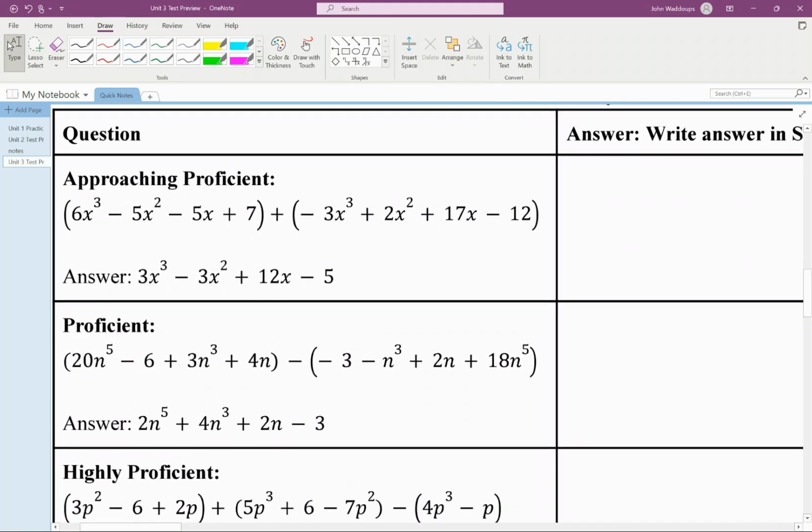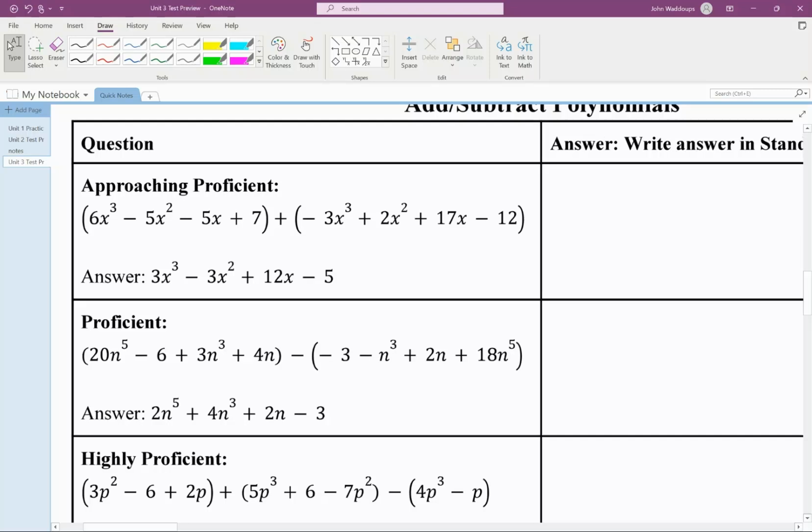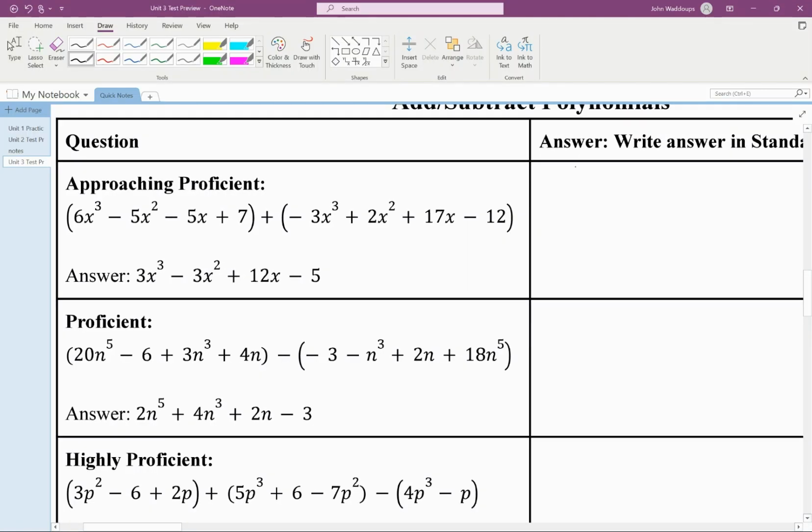So in this problem, the first thing that I would do is make sure that they're in standard form, and I would recopy them in a kind of a vertical format. So I've got 6x cubed minus 5x squared minus 5x plus 7. Just make sure I've copied that down correctly and that it is in standard form. 6x cubed minus 5x squared minus 5x plus 7.